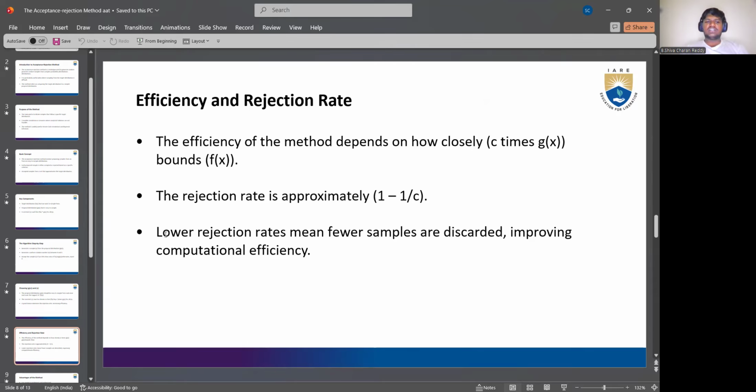Efficiency and rejection rate. The efficiency of the method depends on how closely c times g of x bounds the f of x. The rejection rate is approximately 1 minus 1 by c. Lower rejection rates mean fewer samples are discarded, improving computational efficiency.